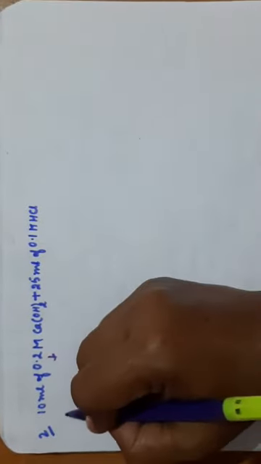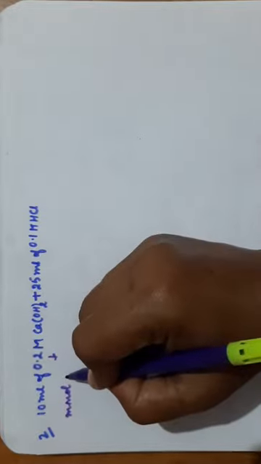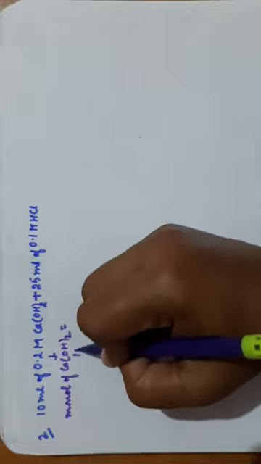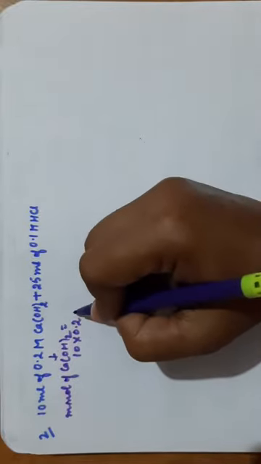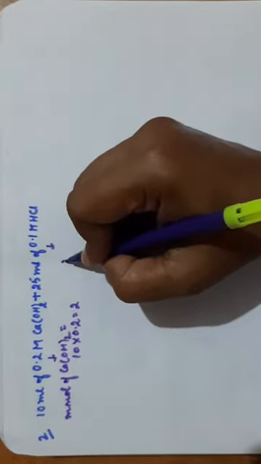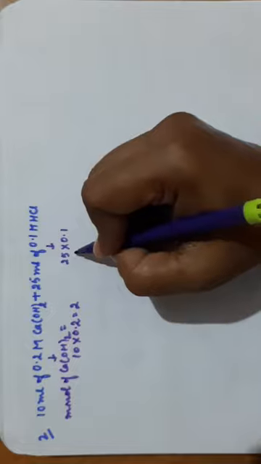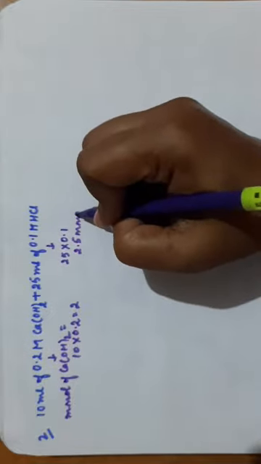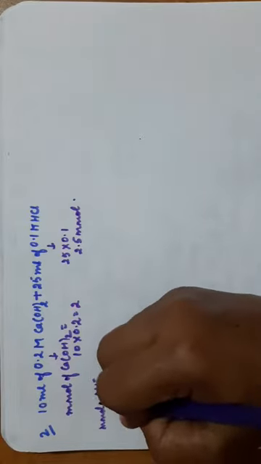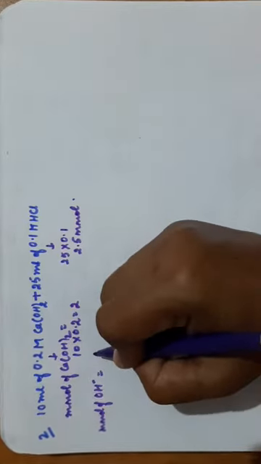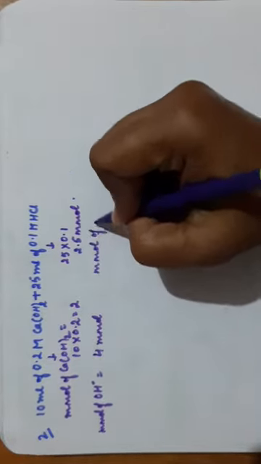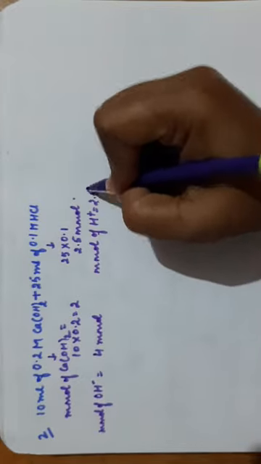Here again we will calculate millimoles. Millimoles of calcium hydroxide will be equal to 10 into 0.2. So it becomes 2 millimoles. Here the millimoles of HCl will be 25 into 0.1. So it will be 2.5 millimoles. Now millimoles of OH ions will be double of this. So we will write 2 into 2, 4 millimoles. And here millimoles of H plus will be equal to 2.5.